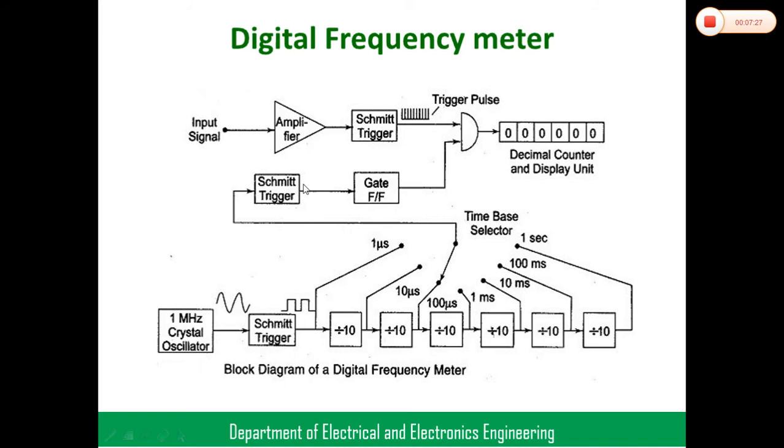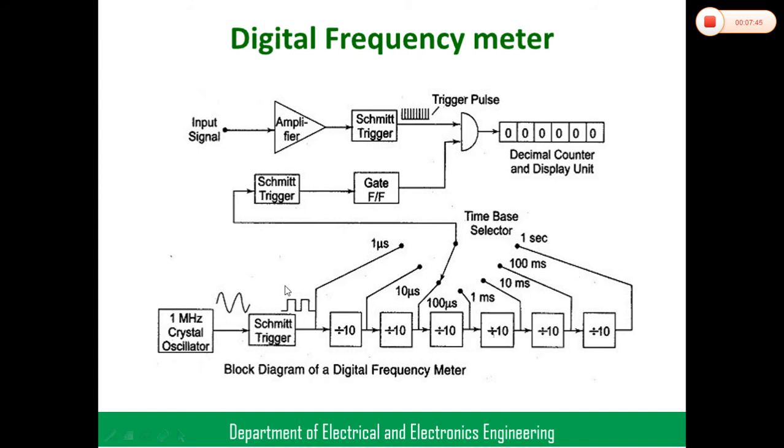Okay, this is the gating circuit. Next one, decimal counter and display. This is the decimal counter and display unit. So the first one is the input signal conditioning unit, then the gating circuit, then the decimal counter and display unit, and the last one is the time base.